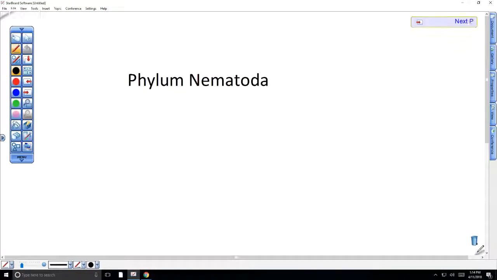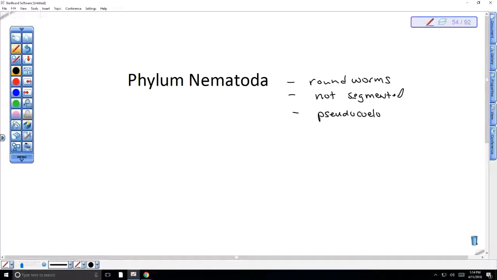Okay, so we have one more phylum that we're going to talk about today before we finish. The nematodes are referred to as the roundworms. So they are not segmented. They also have a pseudocoelom. So they have a body cavity that is just partially lined with mesoderm. But they do have, like the earthworms, a complete digestive tract. So they have a mouth and an anus.